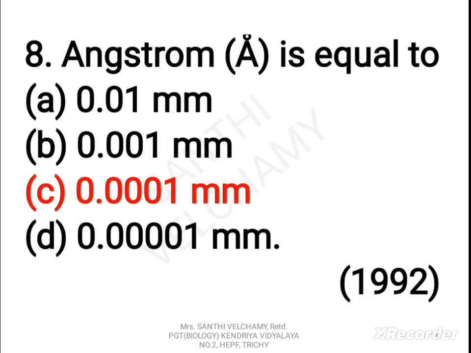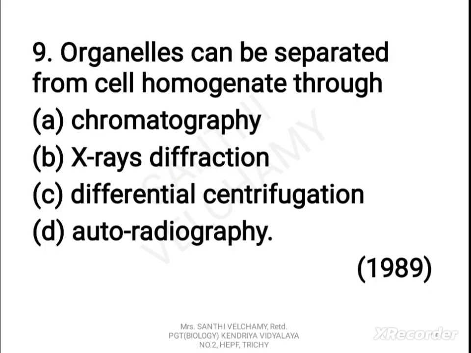Now let us go to the next question. Organelles can be separated from cell homogenate through A. Chromatography, B. X-rays diffraction, C. Differential centrifugation, D. Auto-radiography. The correct answer is C. Differential centrifugation. So organelles can be separated from cell homogenate through differential centrifugation.